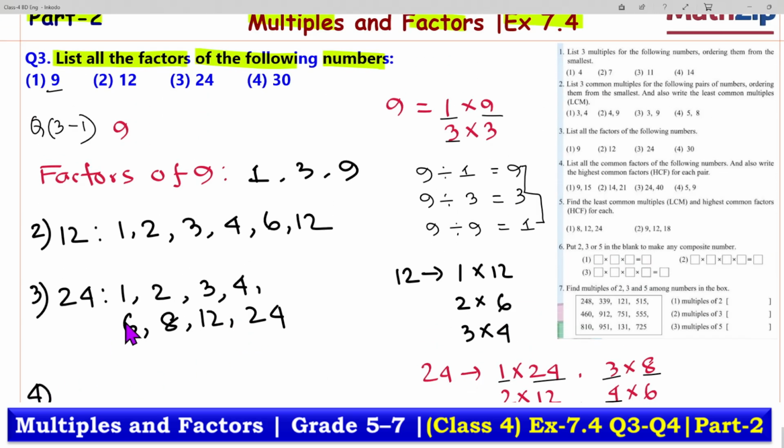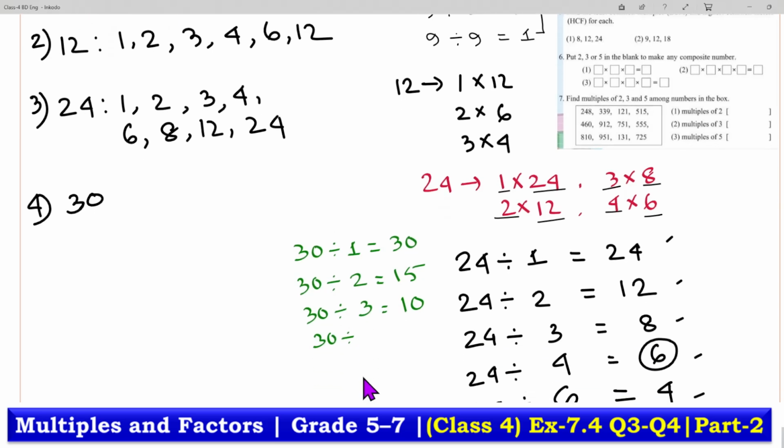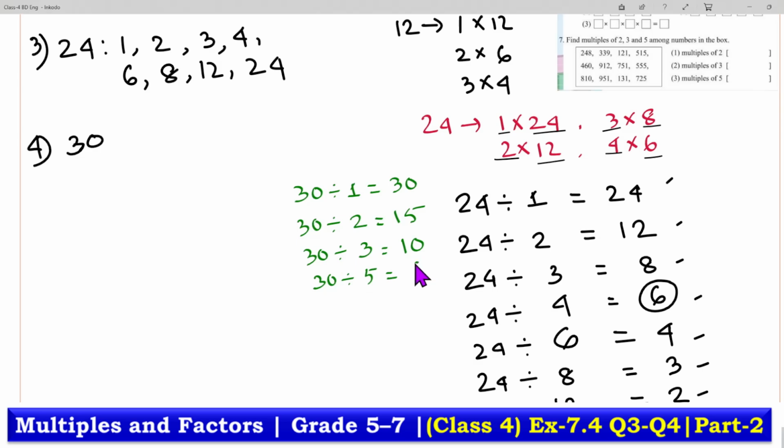Number 4, 30. Very simple, let's try this way. 30 we can divide by 1, then we will get 30. 30 divided by 2, we will get 15. 30 divided by 3, we will get 10. 4 is not possible, 5, then we will get 6. 30 divided by 6, we will get 5.